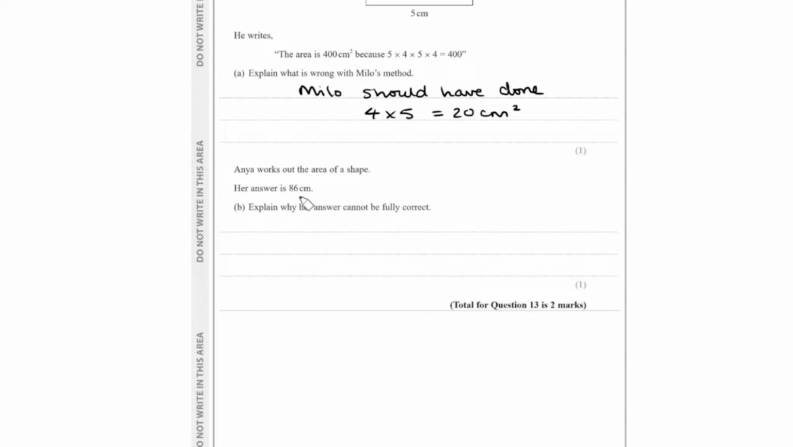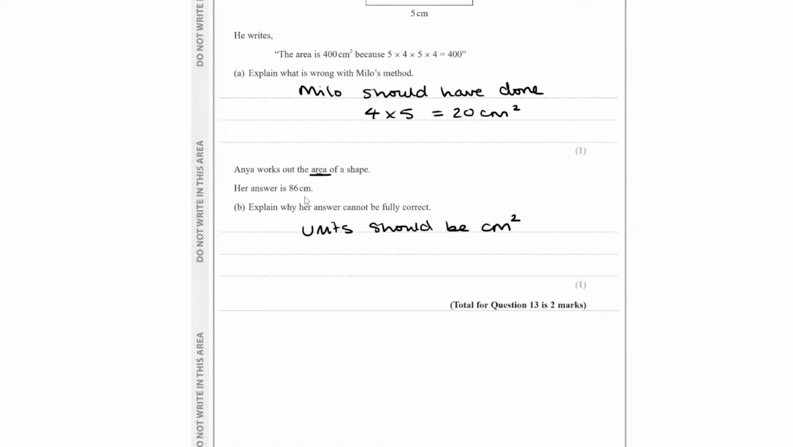So she's just said her answer is 86 centimeters, but she's worked out the area. And there's a clue in terms of how I wrote the 20. 86 centimeters to me seems like maybe just one side, or maybe like a perimeter or something. It's a one-dimensional measurement, isn't it? Area is always a two-dimensional measurement. So she's missed out the fact that she needs to write the units, again, you can just correct her, should be centimeters squared, shouldn't they, for area? It should be centimeters squared.